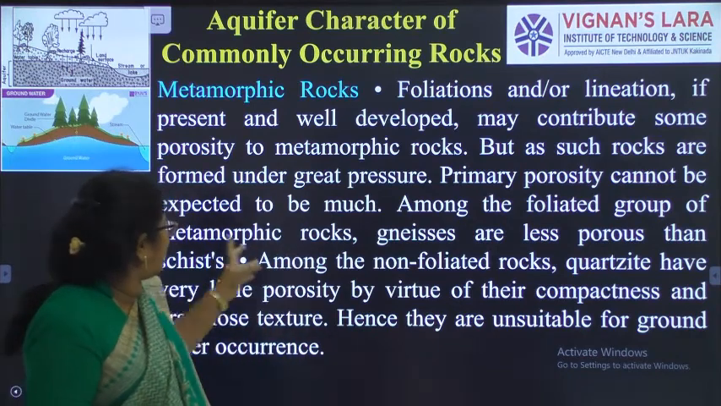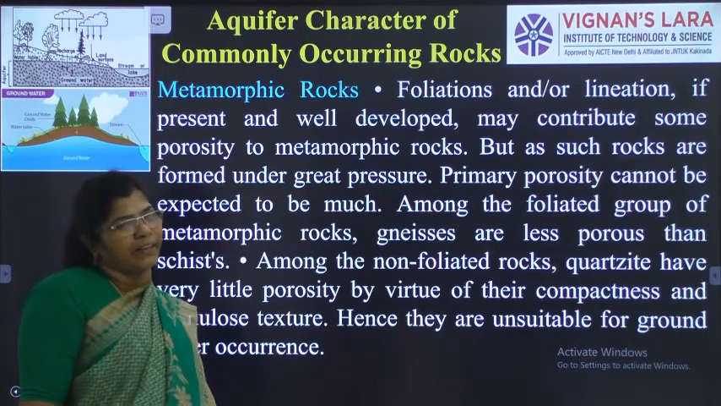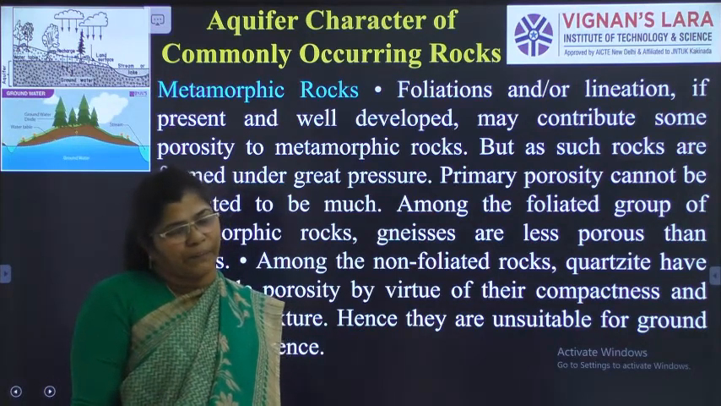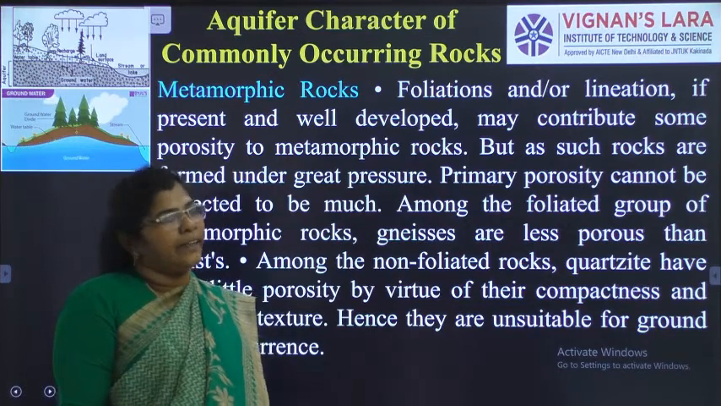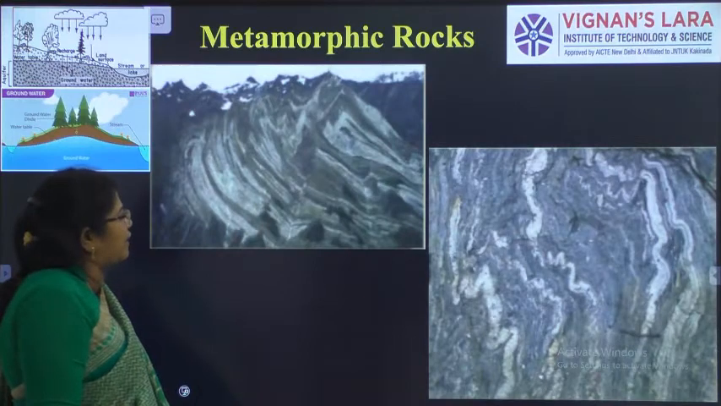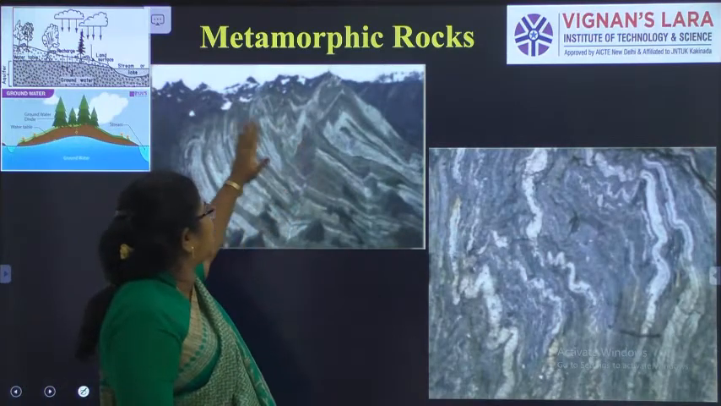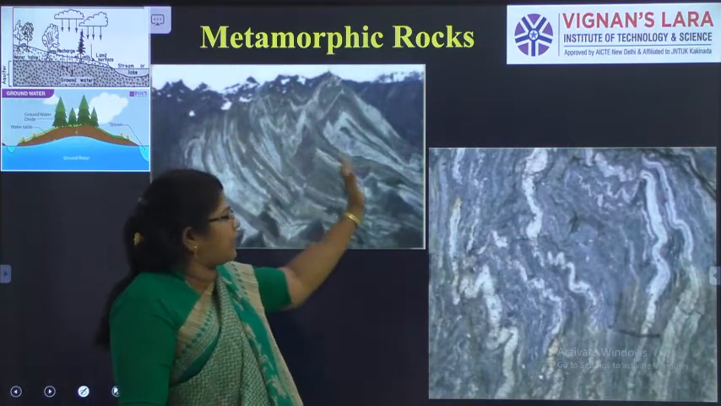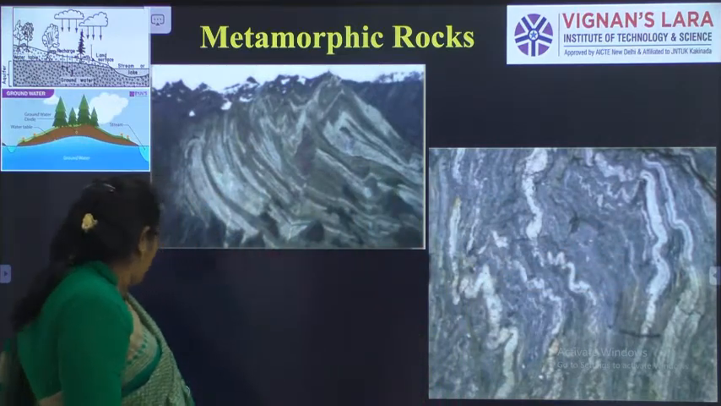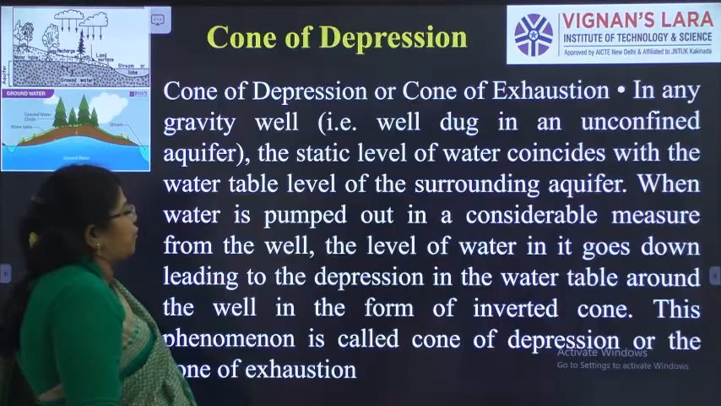So primary porosity cannot be expected, but if there are any foliated structures in this rock because of the change in formation, then there will be some water that will be active, right? Here you can see there is a foliated structure, so there may be water in the foliations, which will act as aquifers.